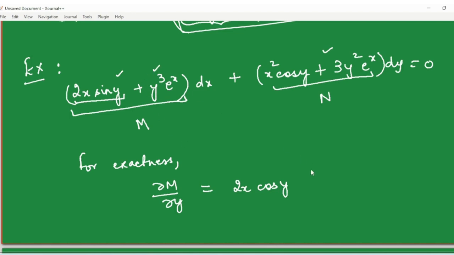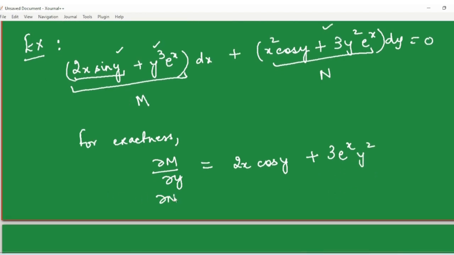And for this term, e to the power x is like a constant, and the derivative of y cube is 3y square. So this is your del m by del y. Let's see what del n by del x is now.